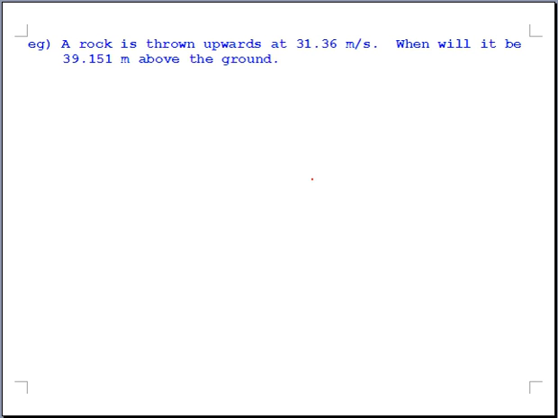So here we're throwing a rock upwards, not regurgitating it, but just physically throwing it into the air. And it leaves our hand at 31.36 meters per second. We want to know when this rock will be 39.151 meters above the ground. Kind of strange looking numbers, but they're actually pre-cooked like a hot dog to make life easier for us. You'll just have to trust me.